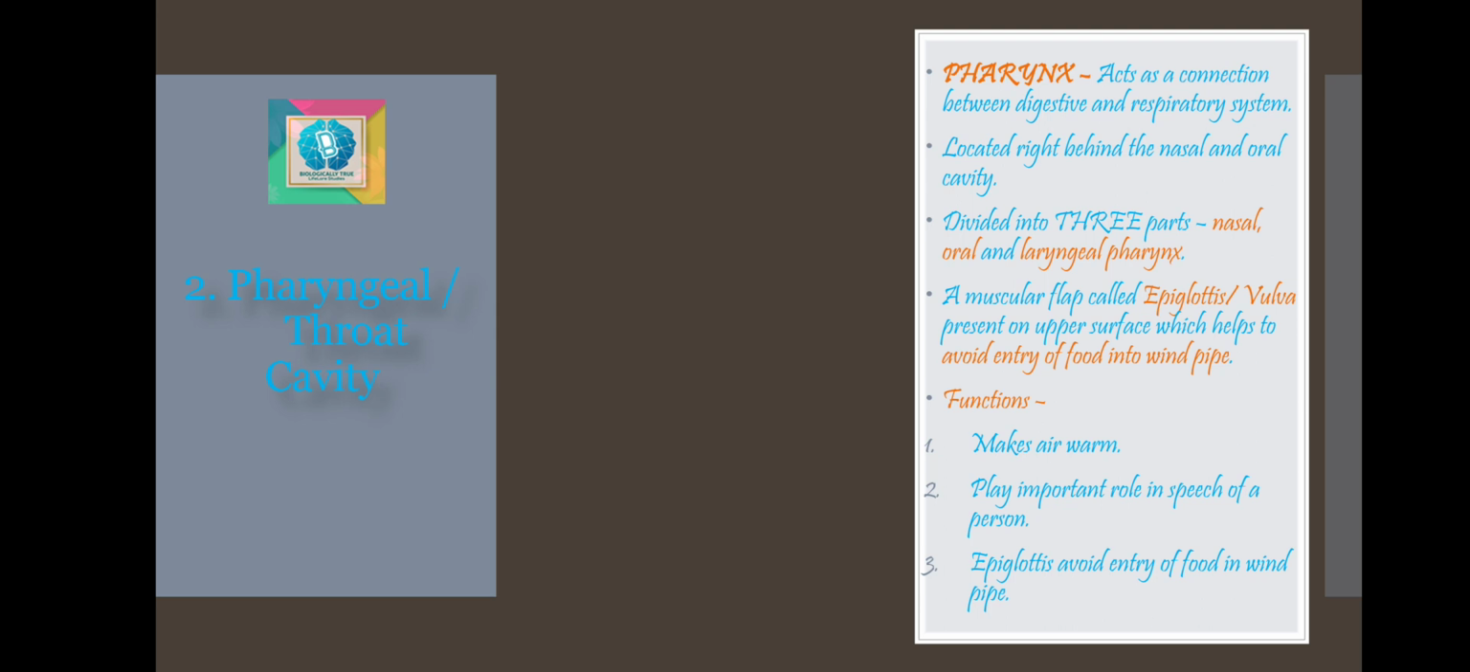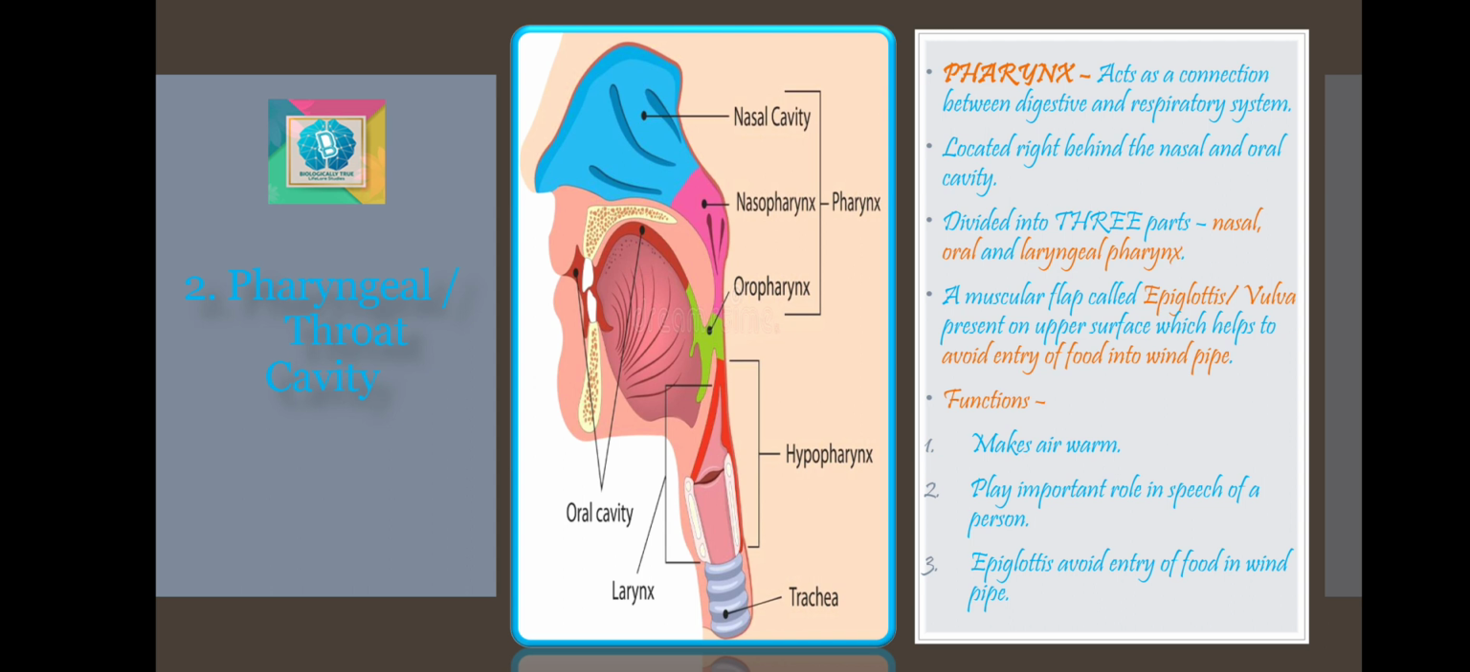Now coming to pharynx. Pharynx is a part of the human body and it acts as a passage that connects the digestive and the respiratory system of the human body. It is located right behind the nasal and the oral cavity. It acts as a connection between the mouth and esophagus as well as nose and larynx. The opening of the pharynx is from the esophagus that is present in the human digestive tract, and then it opens at the larynx that is present in the respiratory tract.